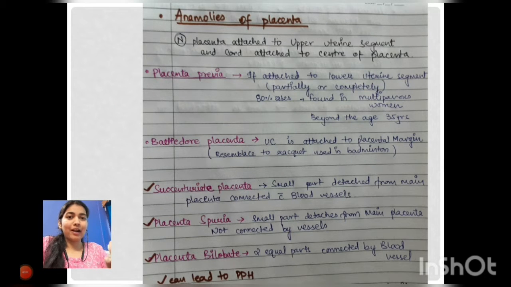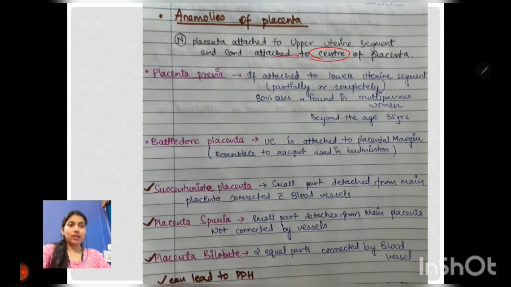Placenta second part, in which we will discuss some anomalies of the placenta and hormones of the placenta. So let's start with anomalies of the placenta. A normal placenta is attached to the upper uterine segment, encroaching the fundus part, and the cord is attached to the center of the placenta. Okay, cord attached to the center of placenta.